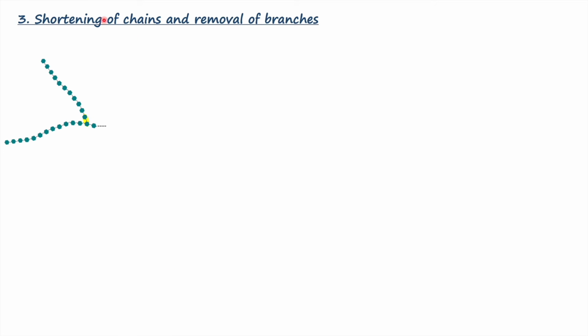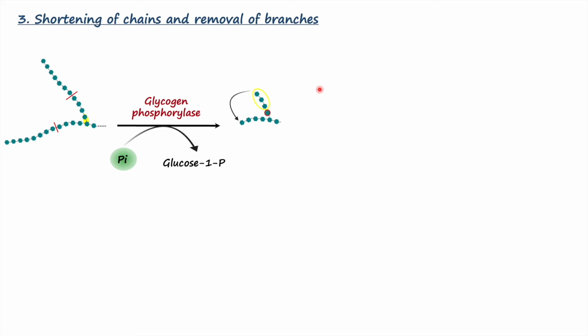For instance, this is our resulting structure, and here this is the glycogen, this is the branch, and this is the branch point where two glucose molecules are connected to each other by alpha 1,6 glycosidic bond. So the first step is the shortening of the chain, which is catalyzed by the enzyme glycogen phosphorylase, which releases the glucose residues from the non-reducing end of the glycogen chain by cleaving the alpha 1,4 glycosidic bond, and releases glucose molecules one by one in the form of glucose 1 phosphate until there are only 4 glucose residues left on the glycogen chain. So this is the resulting structure, and the next step is the removal of branches.